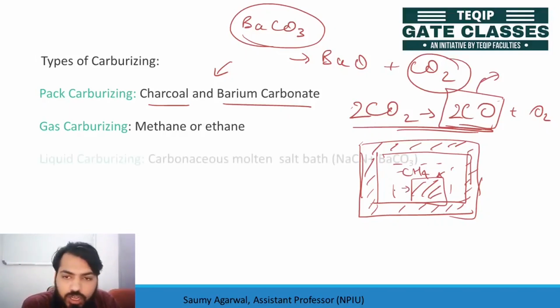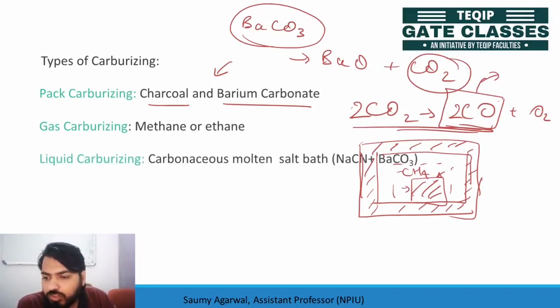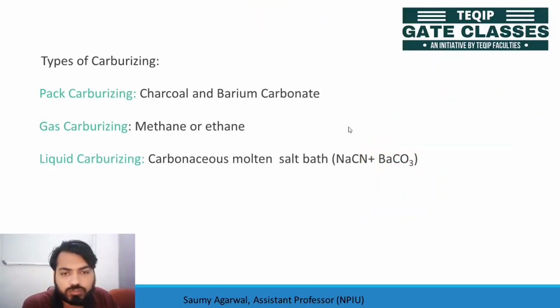Okay, and then we have the molten salt bath, which is NaCN plus BaCO3. So this will be a liquid bath. Again, this liquid bath at high temperature will diffuse the carbon into your iron block. Okay, so this is what you do in carburizing. You diffuse the carbon on the surface of the iron block.